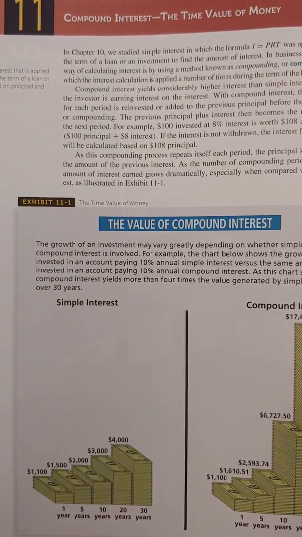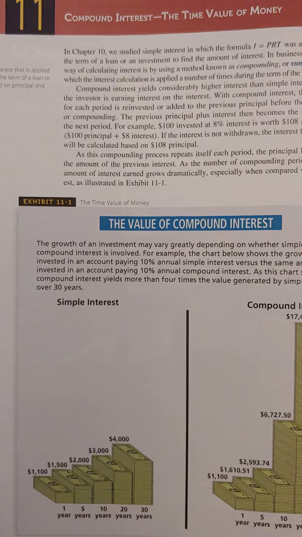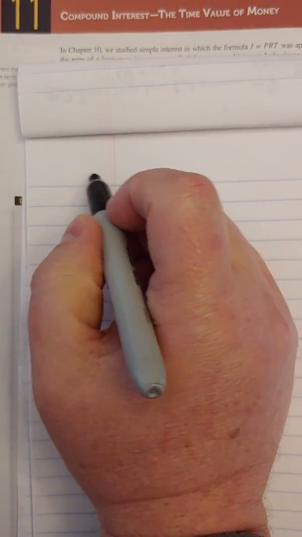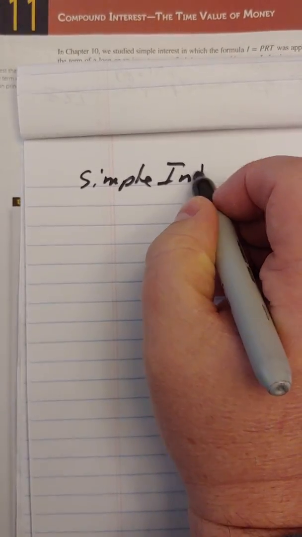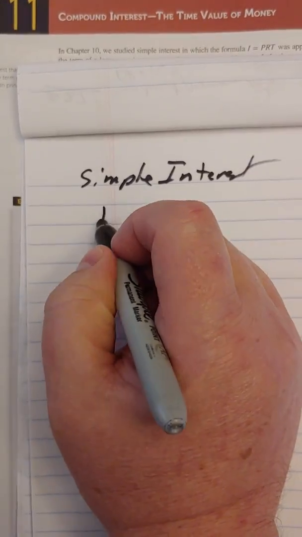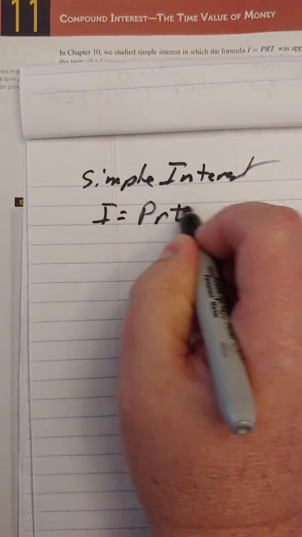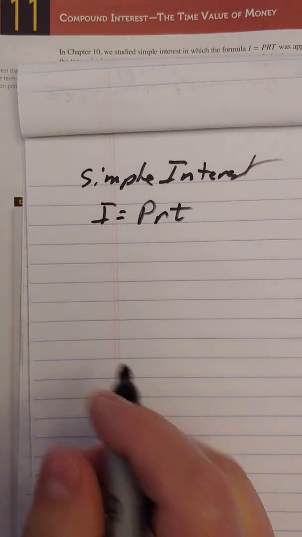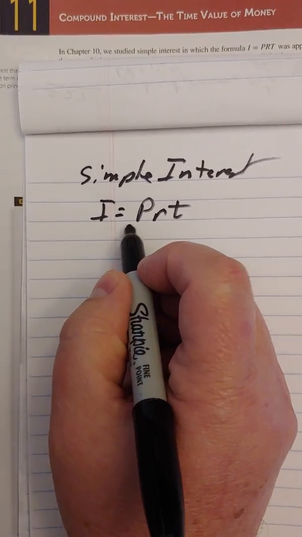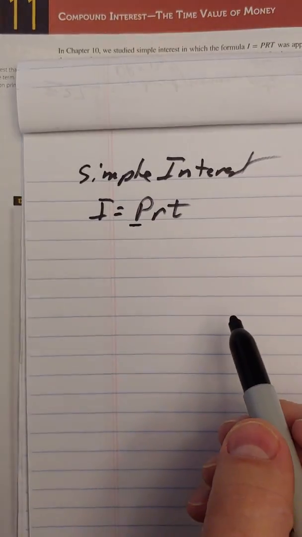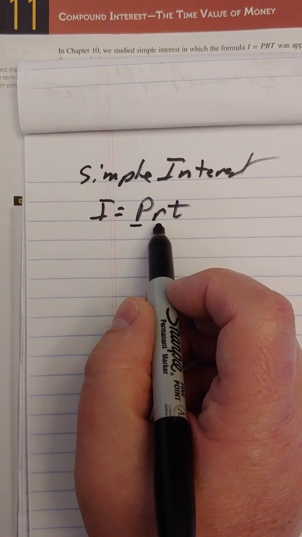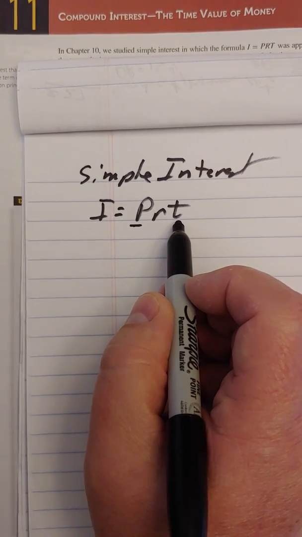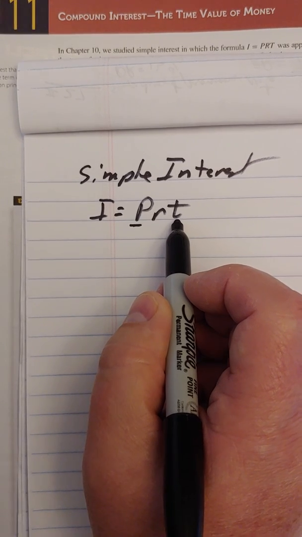We had talked about simple interest in Chapter 10, and in Chapter 10 we knew that simple interest was basically just the formula I equals PRT, where the interest earned is on the principal only. So we needed to know the principal, we needed to know the rate, and the rate was always annually, per year, and the time period always had to be in years.